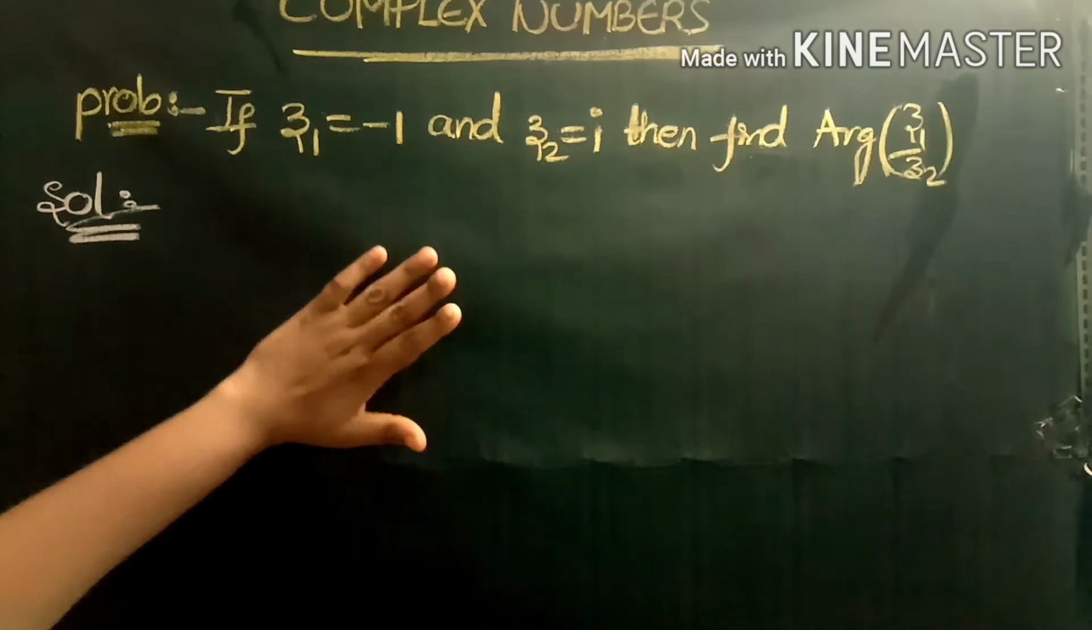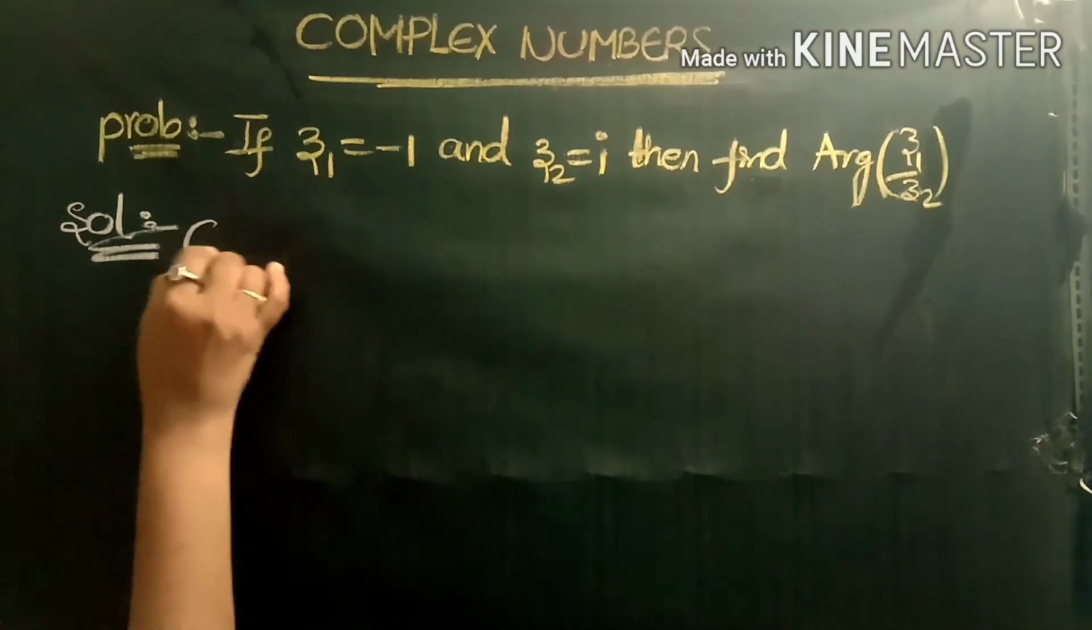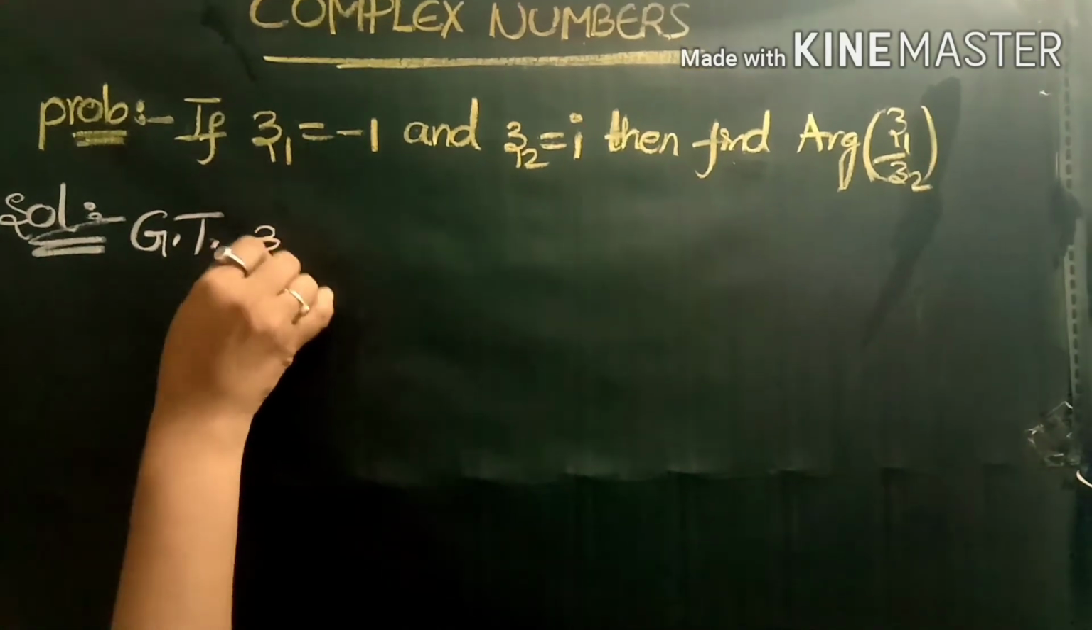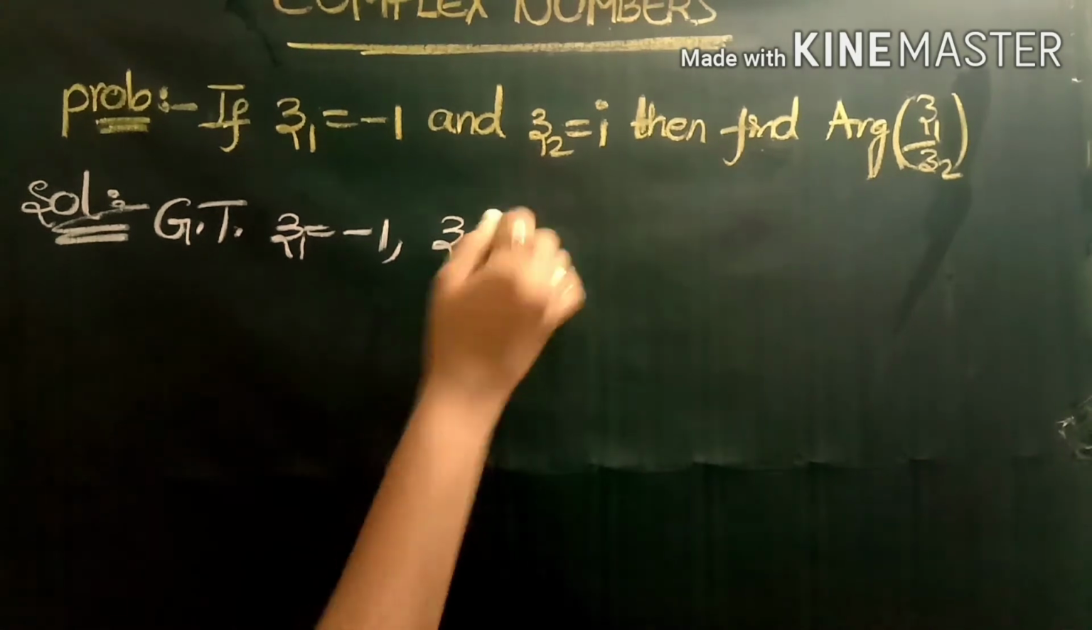Next problem: if z1 is equal to minus 1 and z2 is equal to i, then what is the value of the argument of z1 by z2? Now we want to find the argument of z1 by z2. Given that z1 is equal to minus 1 and z2 is equal to i. First we write those two values.